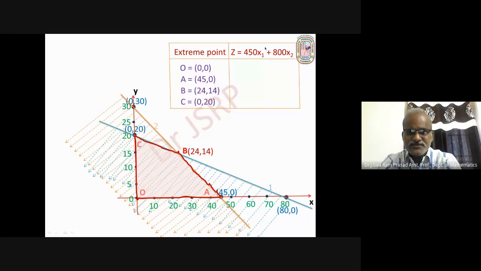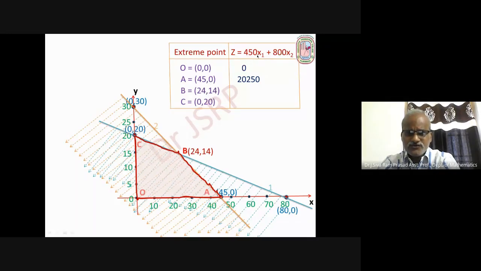Evaluate the objective function value at these extreme points. First substitute 0, 0: x1 0, x2 0, so Z value 0. Next substitute 45, 0: 450 into 45, that is 20,250, plus 0. So 20,250. Next substitute x1 24, x2 14.